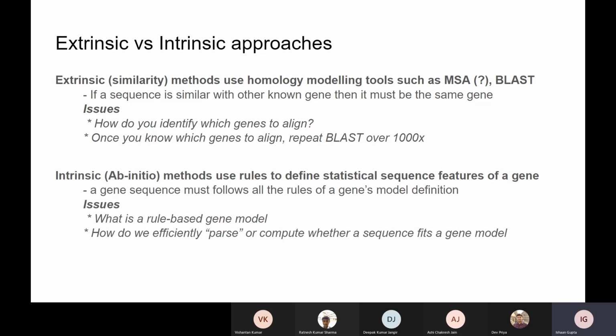Intrinsic approaches basically use rules based on statistical sequence features of a gene. So a gene must follow rules based on a gene's model definition. The issue for this is that you would need to know these rules beforehand. So how do you actually define a gene? How does a gene look like? And once you define these rules, you have to figure out a way to efficiently parse or compute which sequence fits this model. So can somebody tell me some of the rules which are required for a gene to be called a gene?